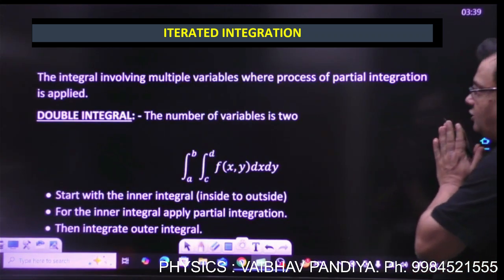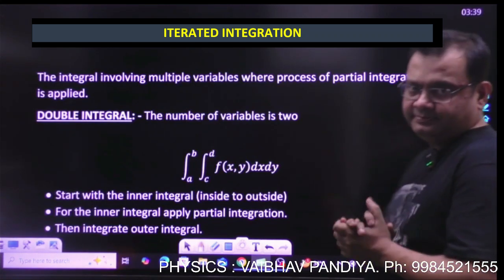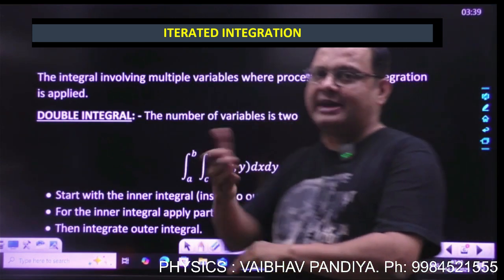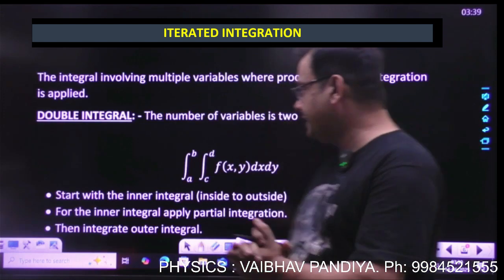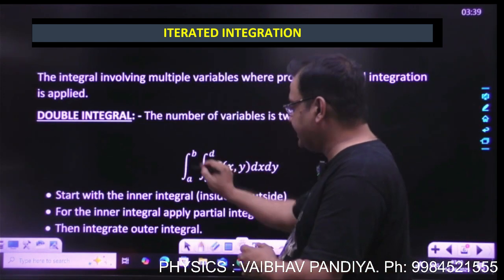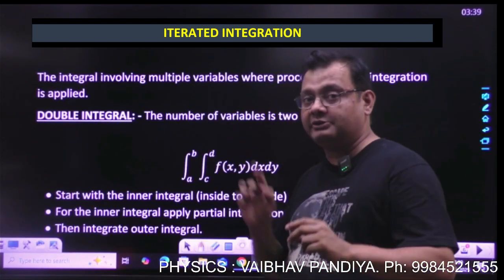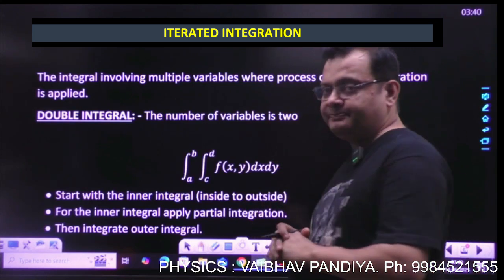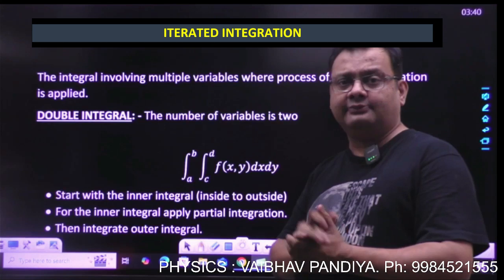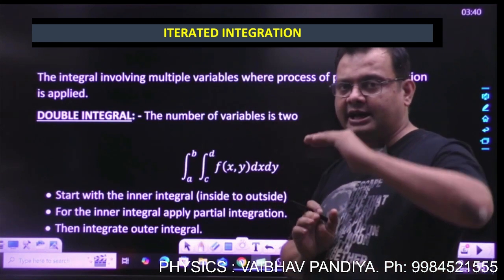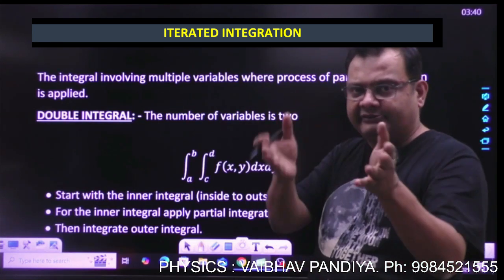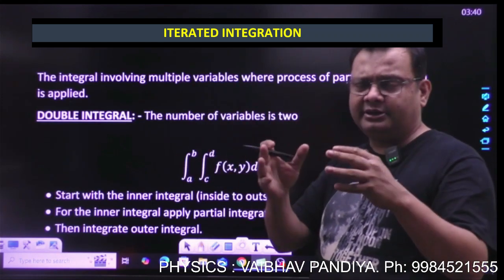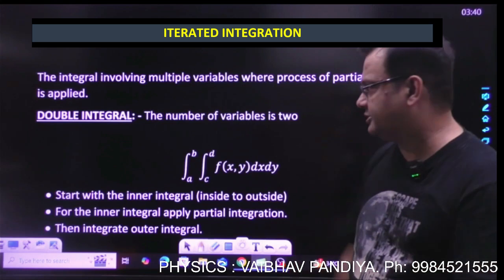Now let's see what is the meaning of integrated integral. An integrated integral is basically an integral with multiple variables, more than one variable, and with multiple integral signs. If it is a double integral, we will have two integral signs and two elements like dx and dy. If it is a triple integral, we will have three integral signs and three elements like dx, dy, dz, or dr, d theta, d phi. It depends on the variable with respect to which we are actually integrating.